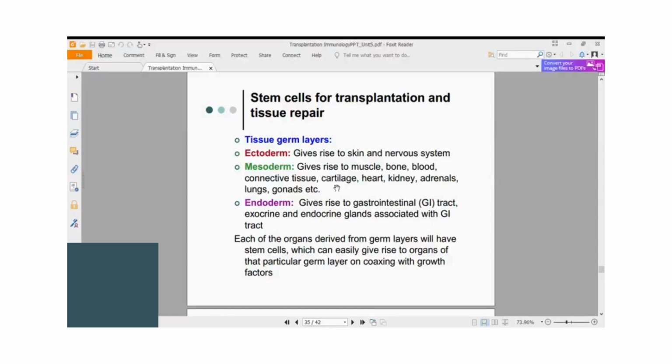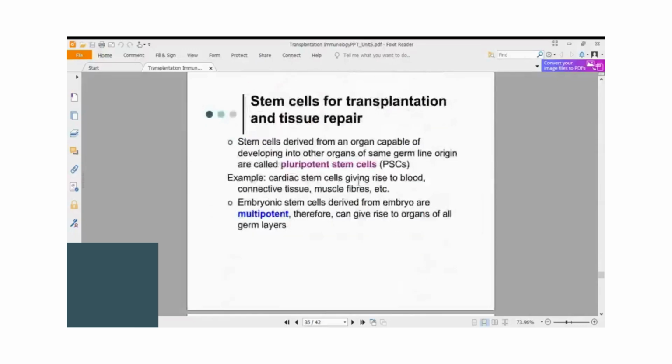That is the assumption. But at present, the technology is available to grow in vitro the part of the organ partially using the stem cells and transplant it back. Okay, transplant it back. So coming to the classification, the stem cells are classified based on their potentiality to develop into different organs into two different classes.